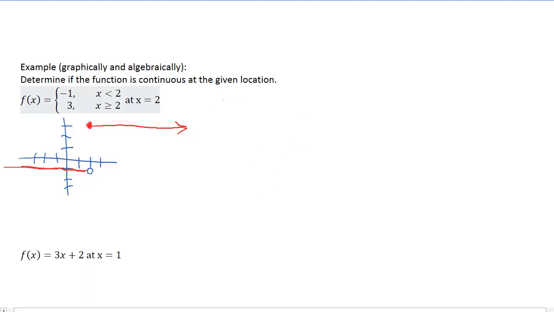Alright, so let's look at this. We can see that the limit as x approaches 2 coming from the left, or from the negative side, would obviously be -1. And the limit as x approaches 2 coming from the positive side would be equal to 3.